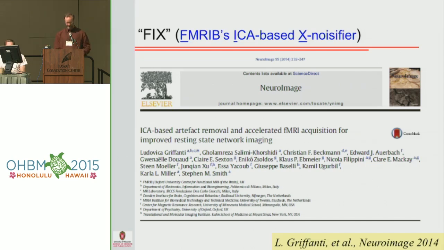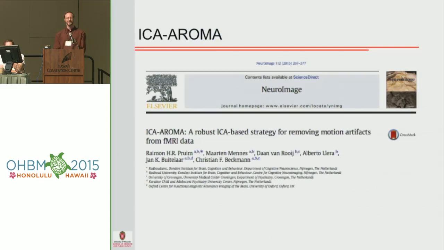Just as a couple of final strategies out there, one is the FMRIB's ICA-based X-noisifier, one of my favorite acronyms, FIX, to get rid of it. The idea here is to use ICA to decompose the signal into spatially independent components, then look for which components might be artifact versus true signal, and reject artifacts that way. This particular implementation initially had a machine learning algorithm, and the user had to train this algorithm initially, but there have been some advances on that.